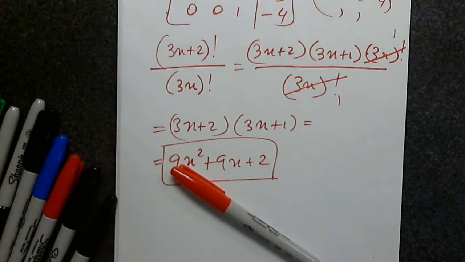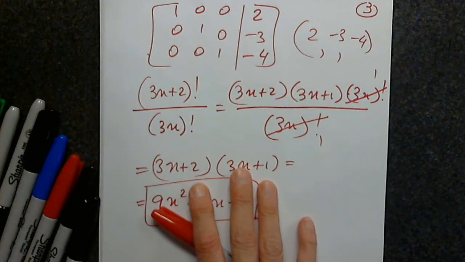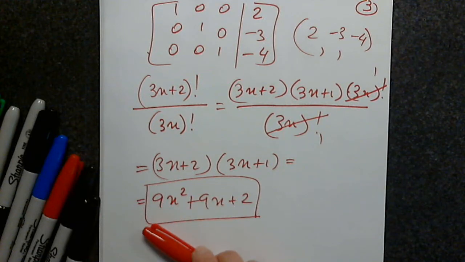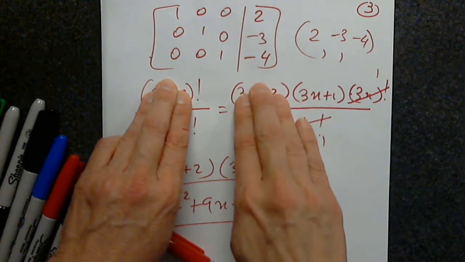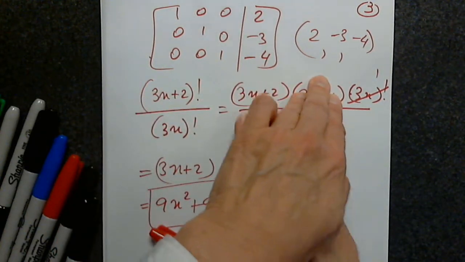How do you get plus 2? Which one? The 3n plus 2. So by definition, the factorial is 5 factorial is 5 times 4 times 3 times 2 times 1. If this is 10 times 9 times 8.